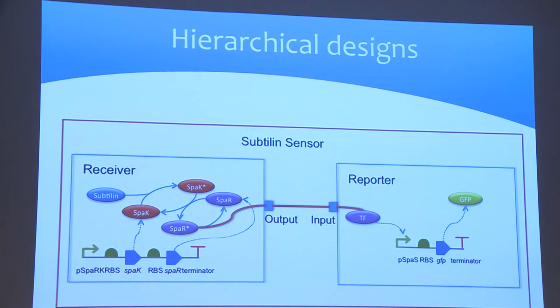Here I have an example of the hierarchical representation in SBOL2. The receiver here is a module, and the reporter here is another module. The receiver module has an output, in this case the phosphorylated form of SPA-R, and the reporter module has an input, the transcription factor.